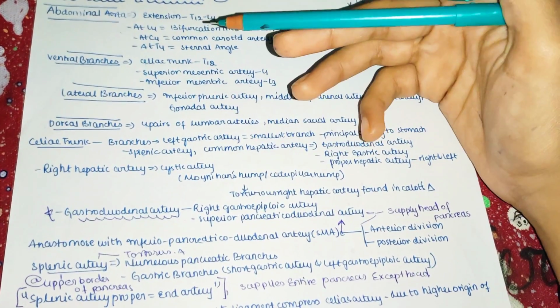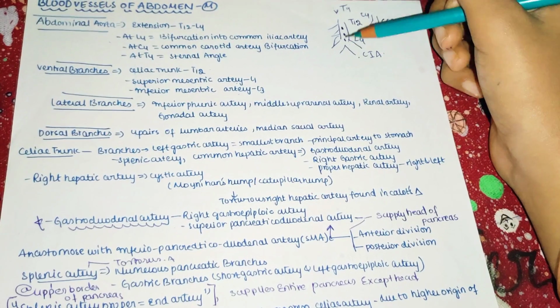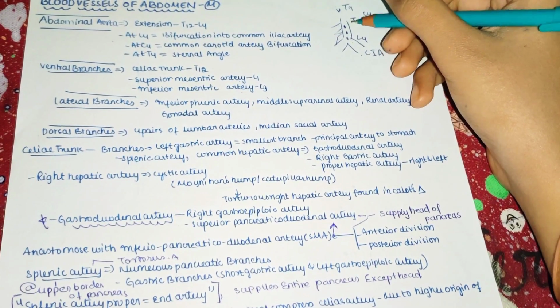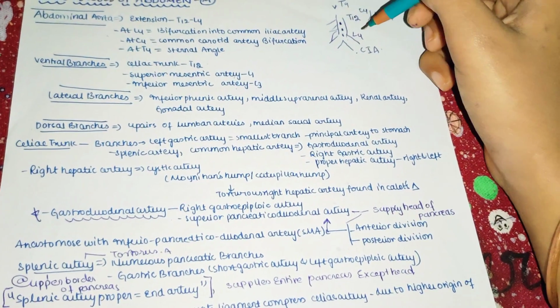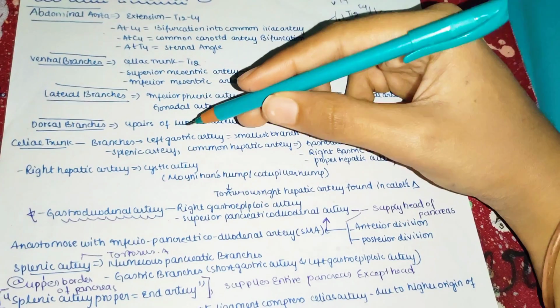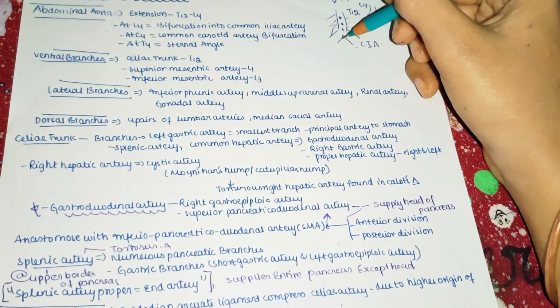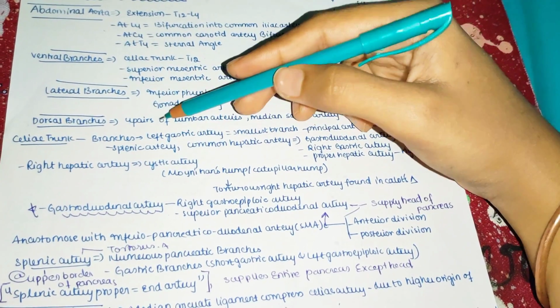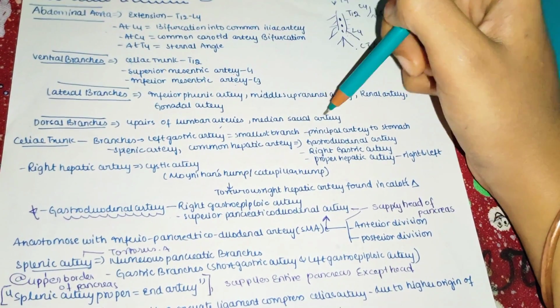Now coming to the dorsal branches, dorsal means on the back side. So from the back side you will get the dorsal branches. You have 4 pairs of lumbar arteries, that is L1, L2, L3, L4. 4 pairs of lumbar arteries and also you have a median sacral artery. So these are the dorsal branches, 4 pairs of lumbar arteries, median sacral artery.